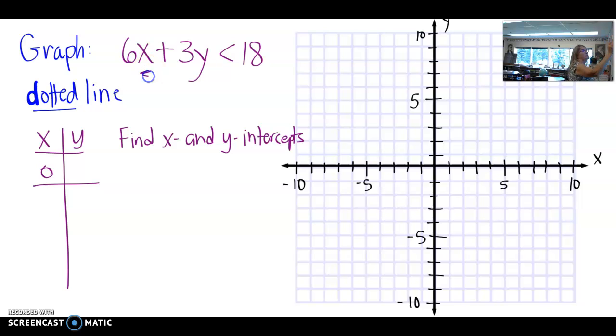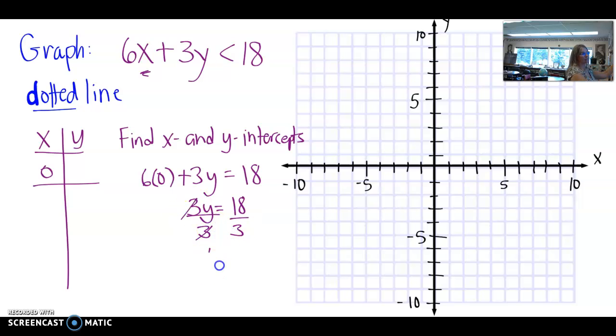So if x is 0, we'd have 6 times 0, which is just going to be 0. You don't even need to write that, but you can. And we're graphing the boundary line, so I'm going to say equal. So I'm going to ignore the inequality for a minute. And so 6 times 0 is 0, so I'm trying to find where does 3y equal 18. And if I divide by 3, I get y is equal to 6. So when x is 0, y is 6. So 0, 6 is 1 point on my graph.